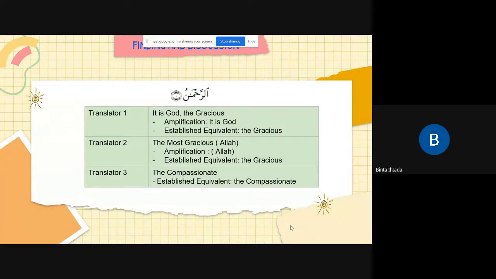And this article does not provide all 78 verses of Ar-Rahman Surah in her findings, but maybe only provides eight verses. And here is the first verse of Ar-Rahman Surah. It is translated as "Ar-Rahman." The first translator translates it as "It is God, the Gracious." The techniques of translation are amplification and also established equivalent. Amplification can be seen in "It is God," and established equivalent in "the Gracious."